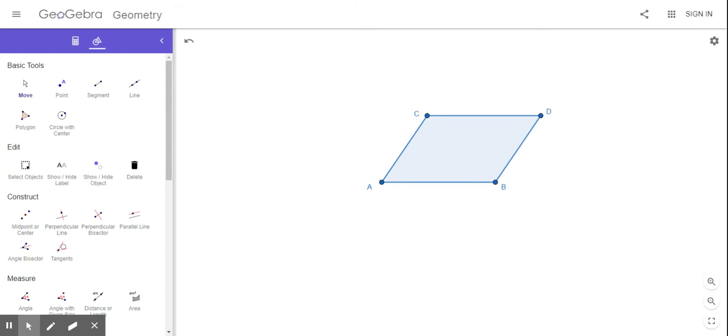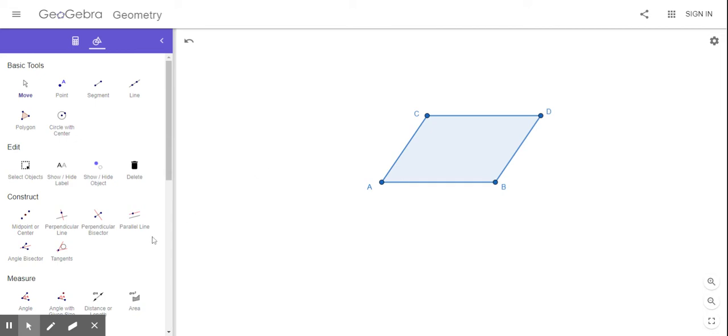So remember, a parallelogram is defined as a quadrilateral, a four-sided shape that has two sets of parallel sides. So we would say that AB and CD are parallel, and then AC, BD are parallel. Okay? So the first property that we're going to look at in the notes is going to be about opposite sides.